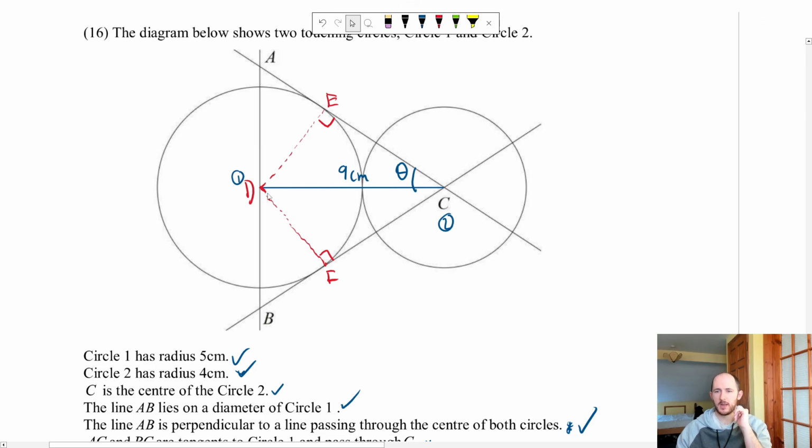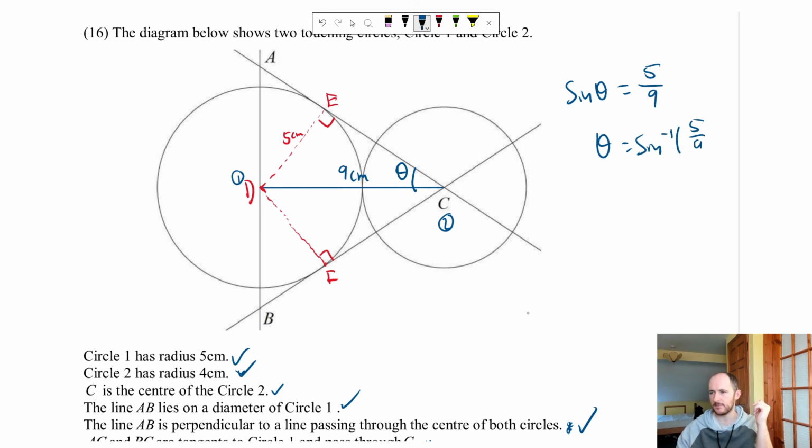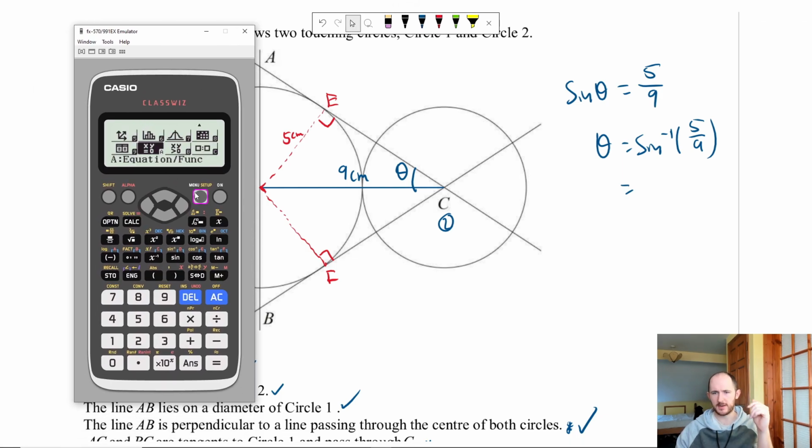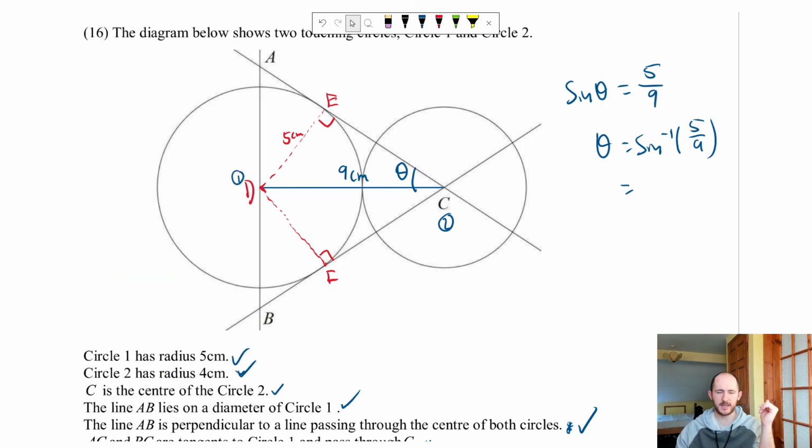Okay, so the question is, what is this red length? Well, if you remember, it's just going to be the radius of the circle, so it's going to be 5 centimeters. So if I want to work out that angle theta, it is opposite over hypotenuse. So sine theta equals opposite, 5, over hypotenuse, 9. Theta equals inverse sine of 5 over 9. Let's use our calculator. Change it back to the normal setting. Inverse sine 5 over 9 gives me 33.7 degrees.